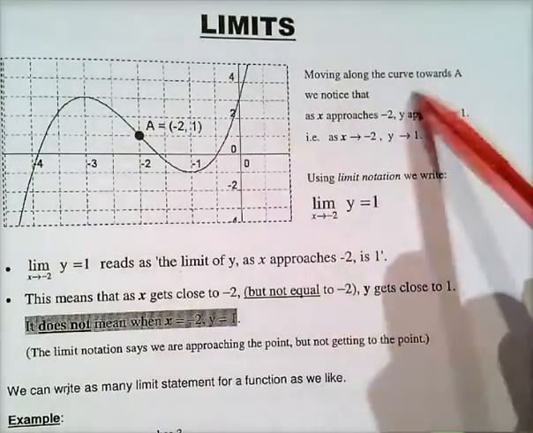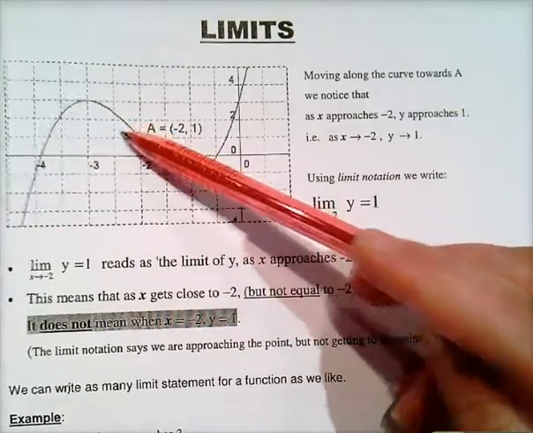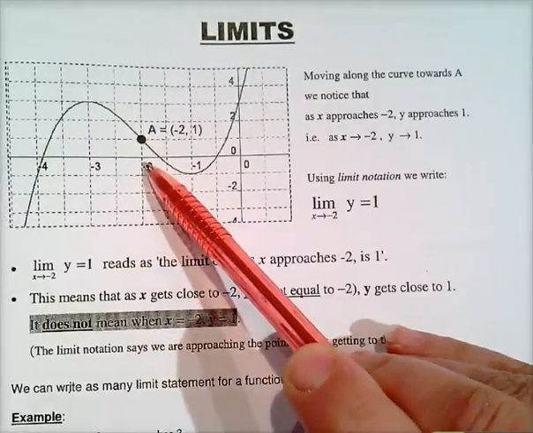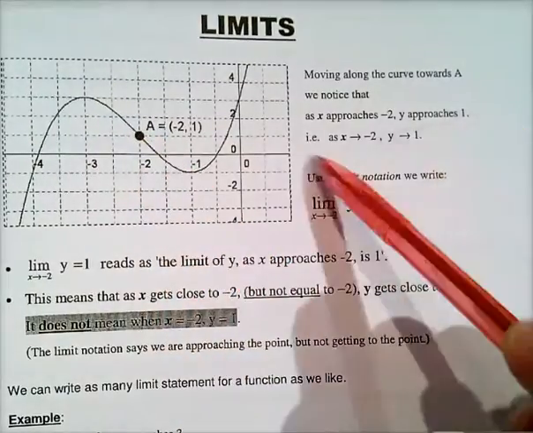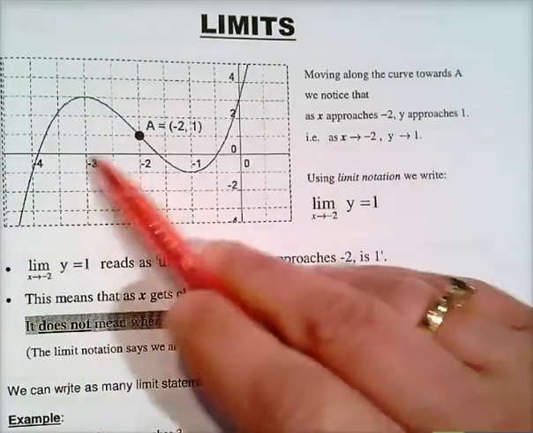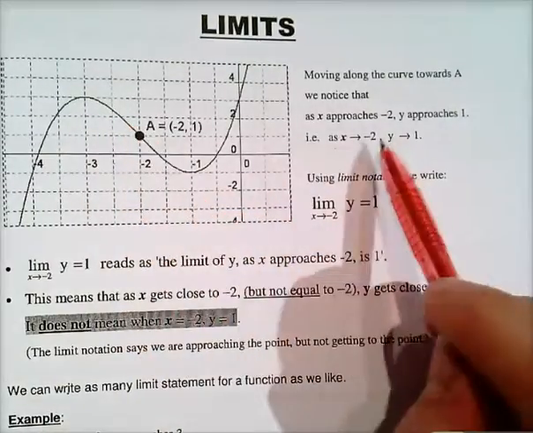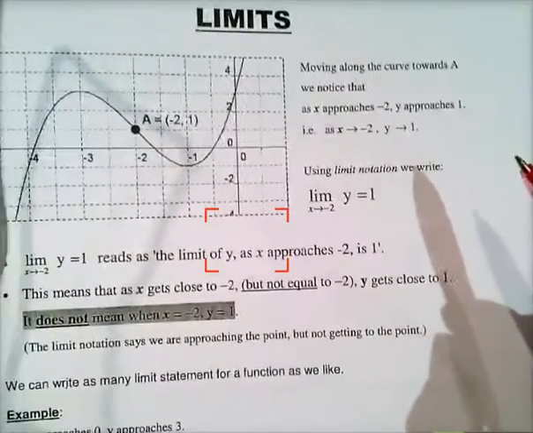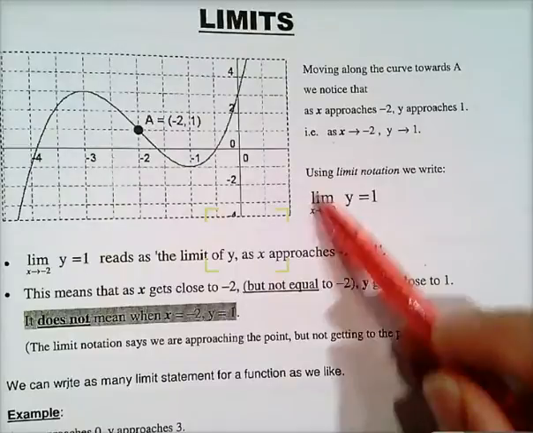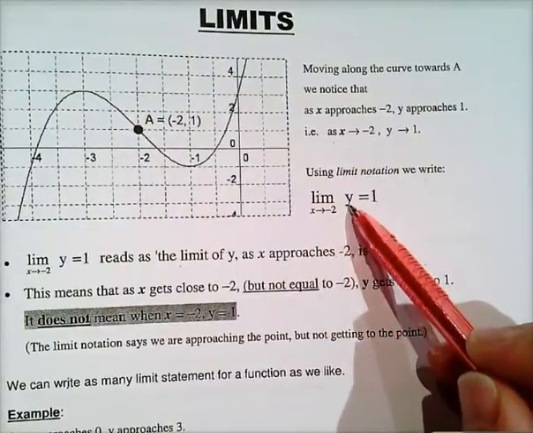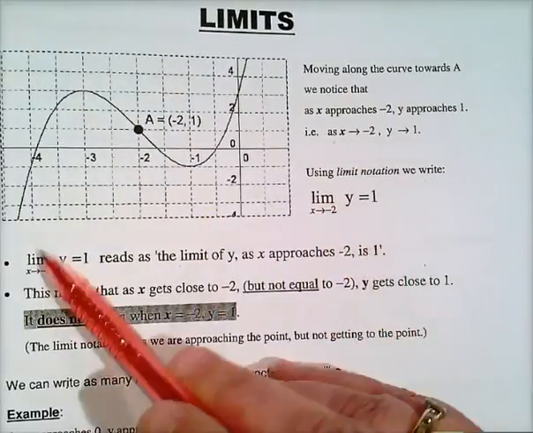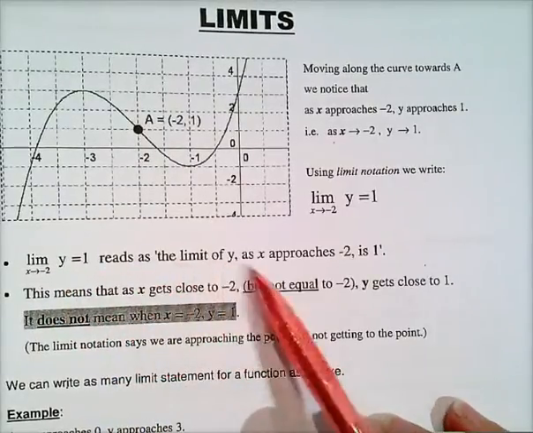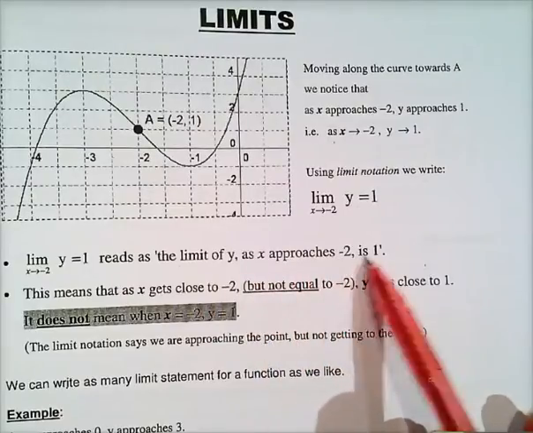Now, moving along the curve towards A, we notice that as the value of x approaches negative 2, y will approach the value of 1. So therefore we can say as x approaches negative 2, the value of y approaches 1. And we can write this in limit notation as follows. We can say limit as x approaches negative 2, y equals 1. So this reads as the limit of y as x approaches negative 2 is 1.